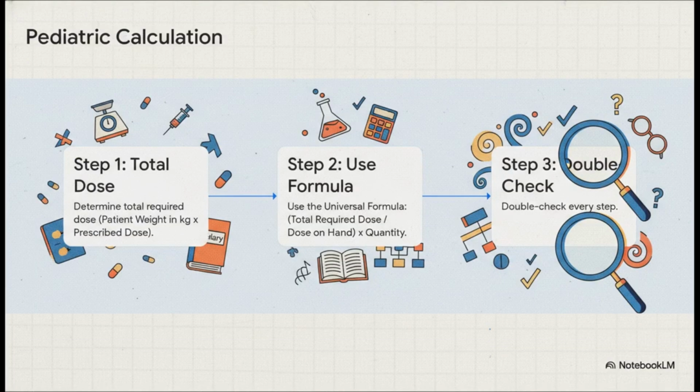So here's the deal. It's really a two-step process. First, you have to figure out the total dose your patient needs. You do that by multiplying their weight in kilograms by the dose the doctor ordered. Then, you take that number and it becomes your new desired dose in that same universal formula we started with. And step 3? It's not really a math step, but it is the most important rule of all. Double-check everything. The math, the units, everything.